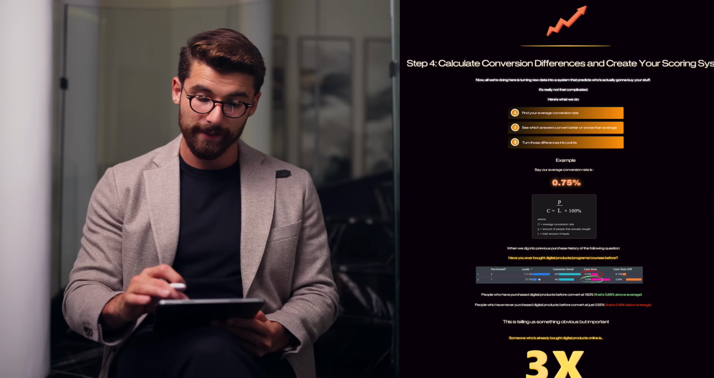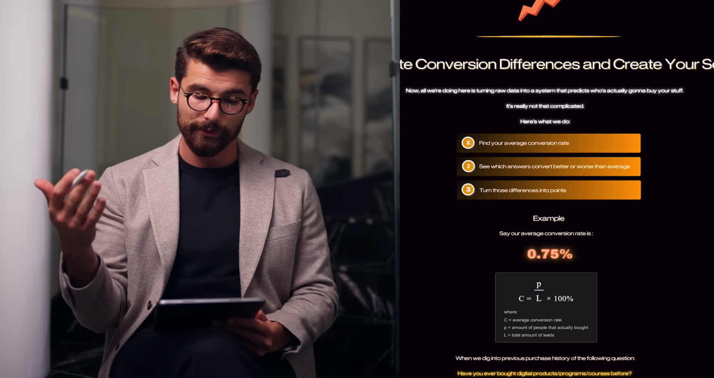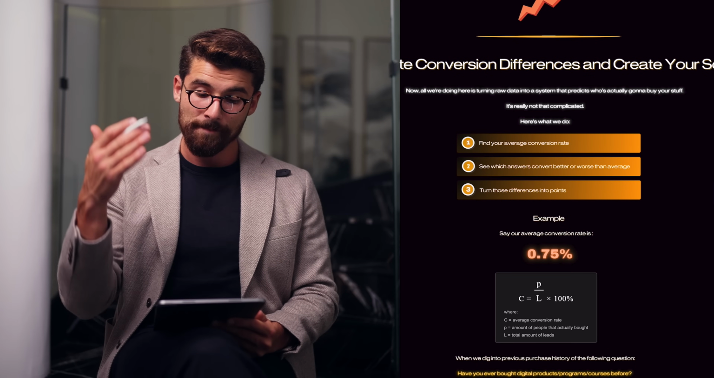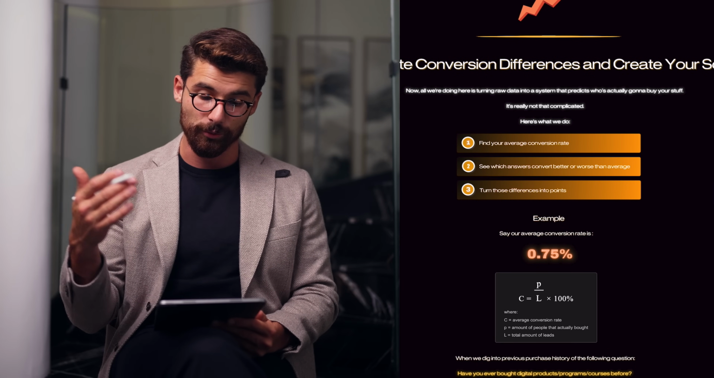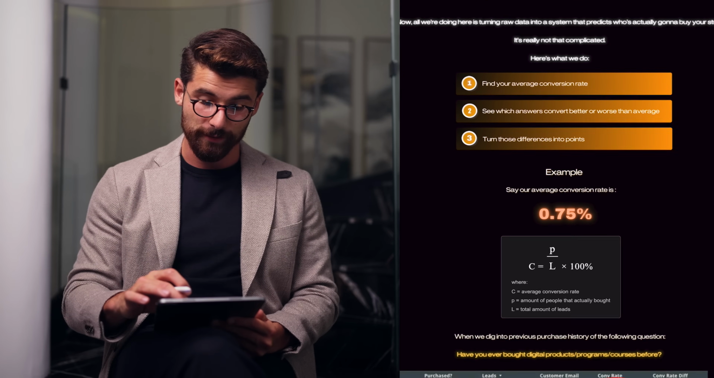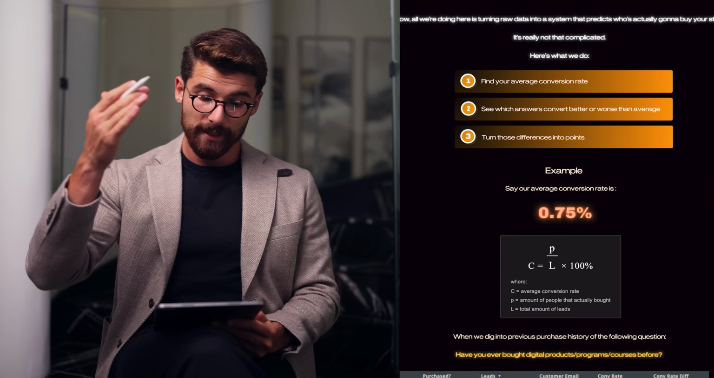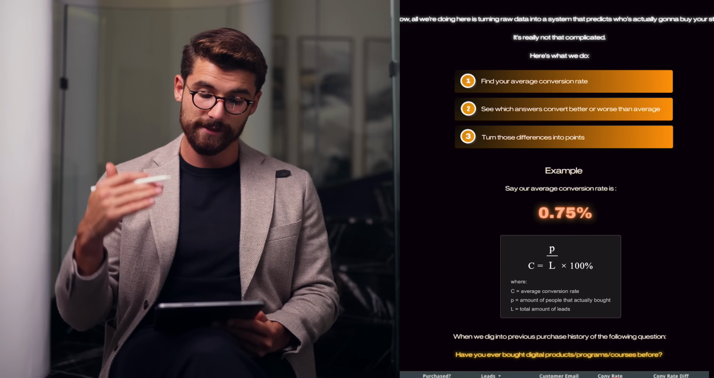Step 4 is calculate conversion differences and create your scoring system. So now all that we're really doing is turning raw data into a system that predicts who's actually gonna buy your stuff. It's really not that complicated. So here's what we do. First, we find your average conversion rate. Number 2 is we see which answers convert better or worse than average. And then number 3 is we turn those differences into points.